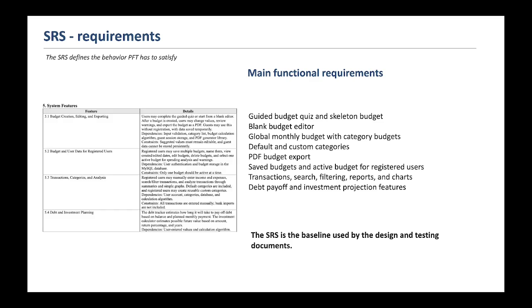Move on to the first document. The Software Requirement Specification Document, or SRS, defines what the application is required to do. Main functional requirements include a guided quiz, blank budget editor, global and category budgets, default and custom categories, PDF exports, saved budget transactions, reporting, debt tracking, and investment projections. It also defines quality requirements such as security, privacy, usability, reliability, calculation accuracy, performance, browser compatibility, and maintainability.